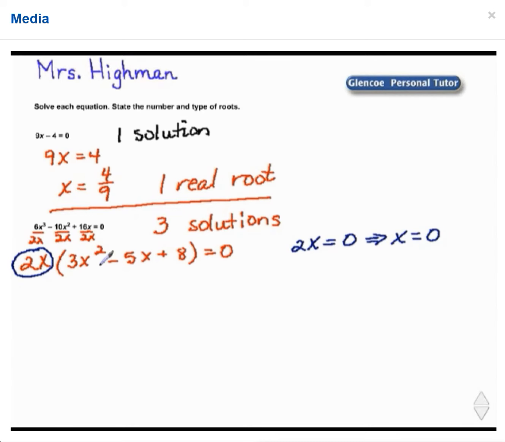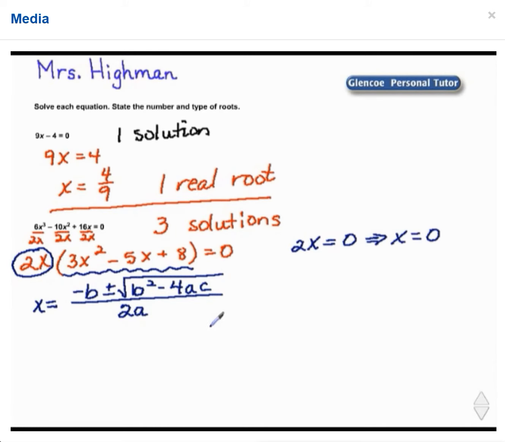Now we're going to take our quadratic expression, and we're going to use the quadratic formula. And the quadratic formula, remember, looks like this. x equals the opposite of b plus and minus the square root of b squared minus 4 times a times c, all of that divided by 2 times a. So let's identify the a, b, and c, and then we'll use those in the formula.